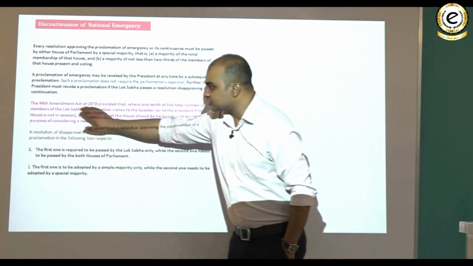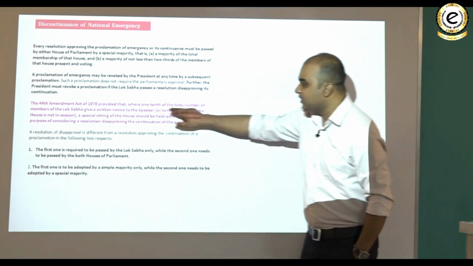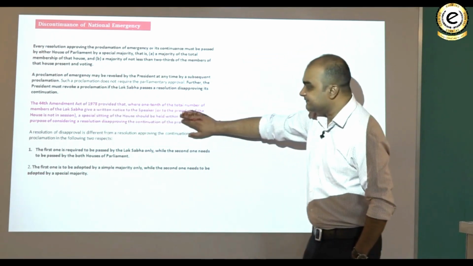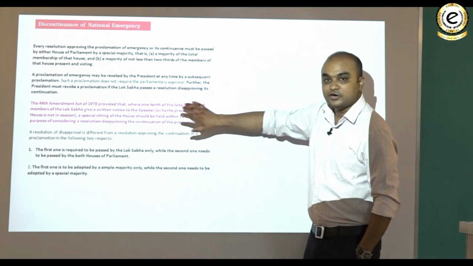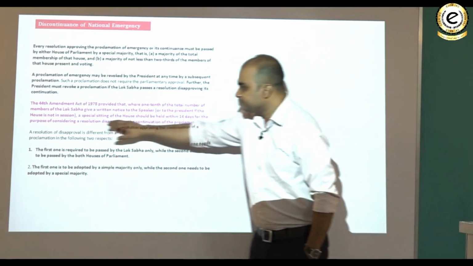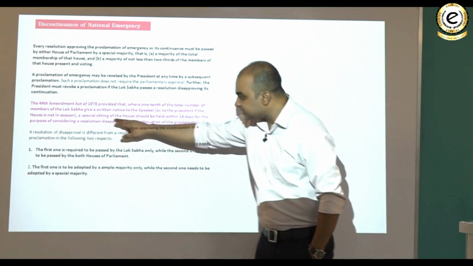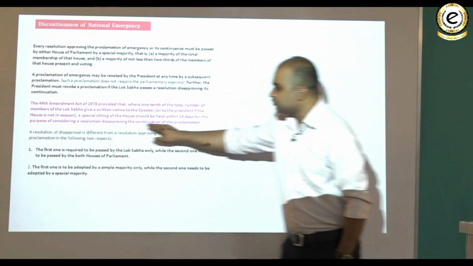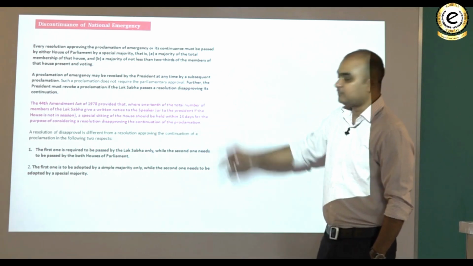The 44th Constitutional Amendment Act 1978 provided that where 1/10 of the total number of members of the Lok Sabha give in writing a notice to the Speaker or to the President if the Lok Sabha is dissolved or not in session otherwise, a special sitting of the House should be held within 14 days for the purpose of considering a resolution disapproving the continuation of the proclamation.